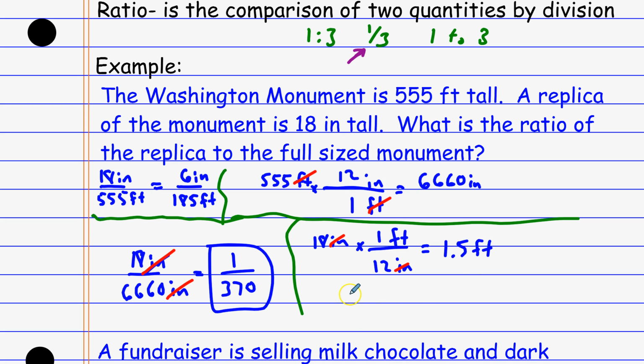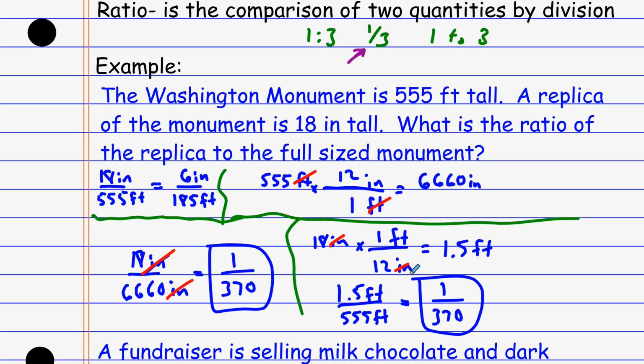And so if I set this up the same way, the replica is now 1.5 feet compared to the full-size monument with its 555 feet. And when I reduce this, it still gives me 1 over 370. And so the point I'm trying to make by showing you each of these is that what's nice about converting to the same units is that it's more universal.